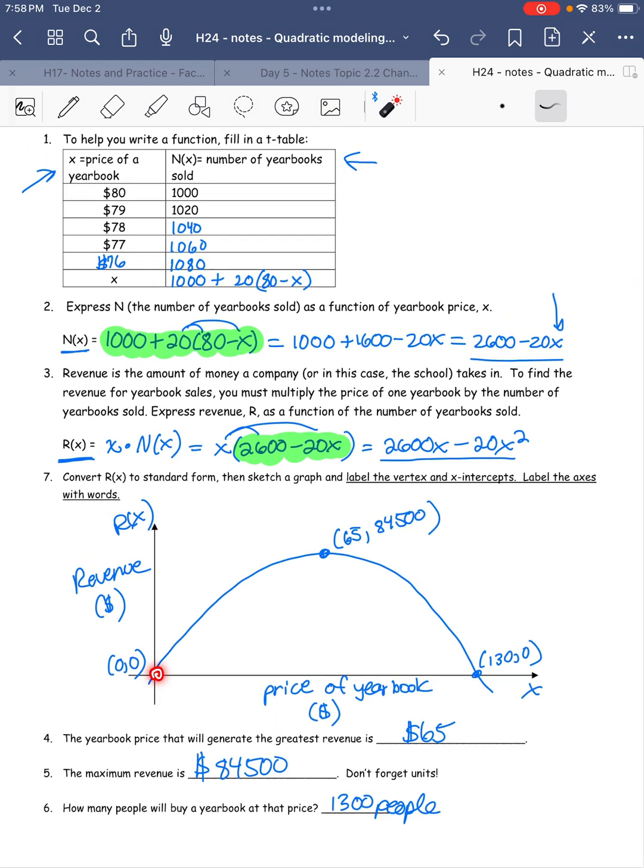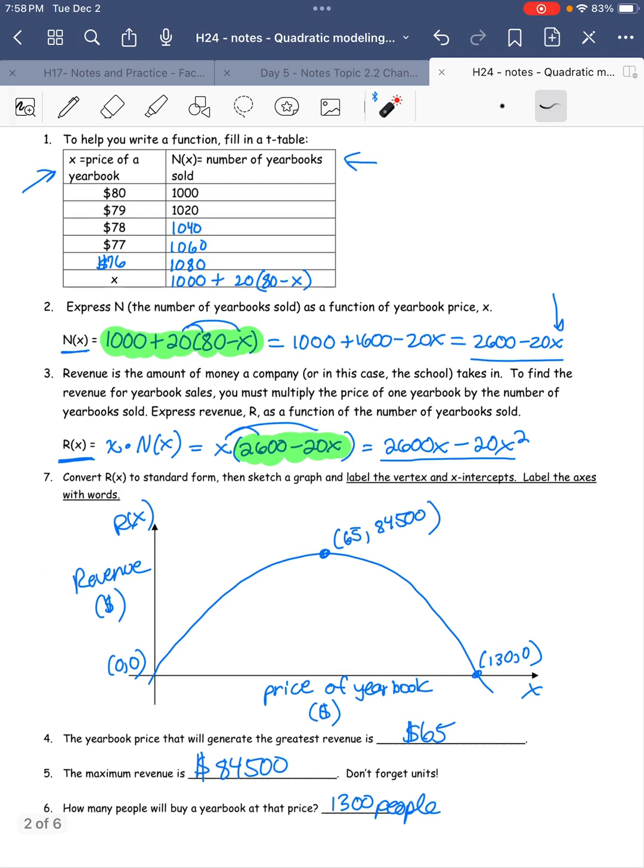I get my 3 important points: the x-intercepts and my vertex. And then I label also my axes. This is x, this is R of x, because this is what we were graphing. x is, remember, the price of the yearbook, so the price in dollars. And R of x is my revenue, the amount of money that I make.